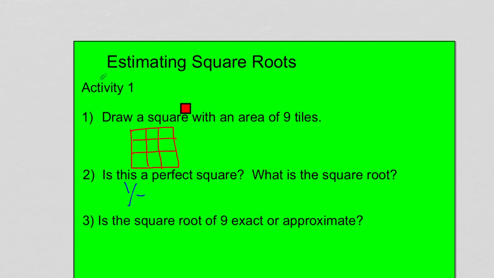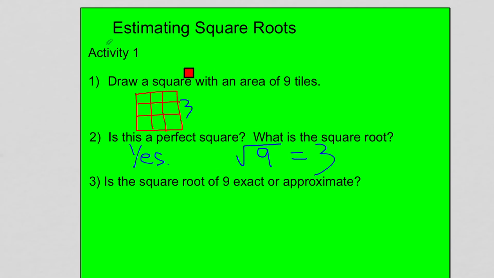So this is a perfect square. What is the square root of 9? Well, that's the square root symbol. The square root of 9 is 3. It's the side lengths of this square. Okay? So the square root is 3. Is the square root of 9 exact or approximate? It is exact because 9 is a perfect square.